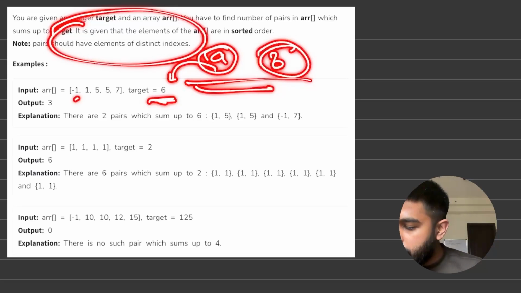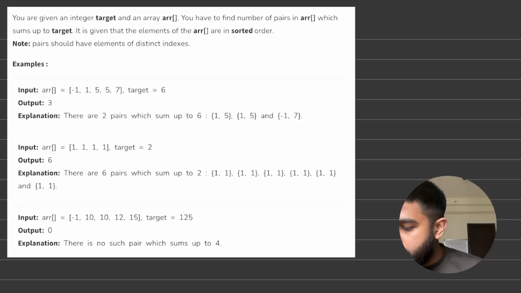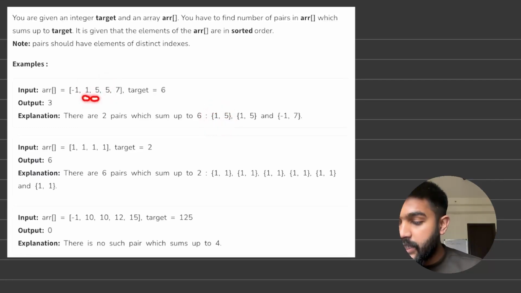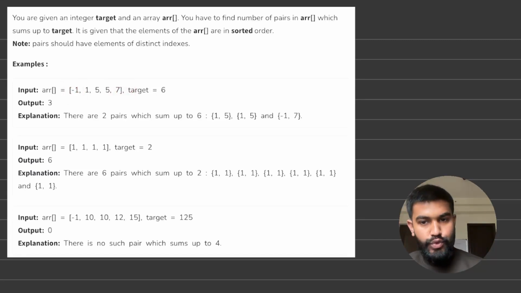Okay, fair enough. What are the different pairs? If you see, this 1 and this 5 would sum up to the value 6. So that is one pair. Then 1 and this other 5. Earlier it was these two, and this time it is these two 5s which would form the pair. The next one is -1 and 7, which would be the elements forming the pair.